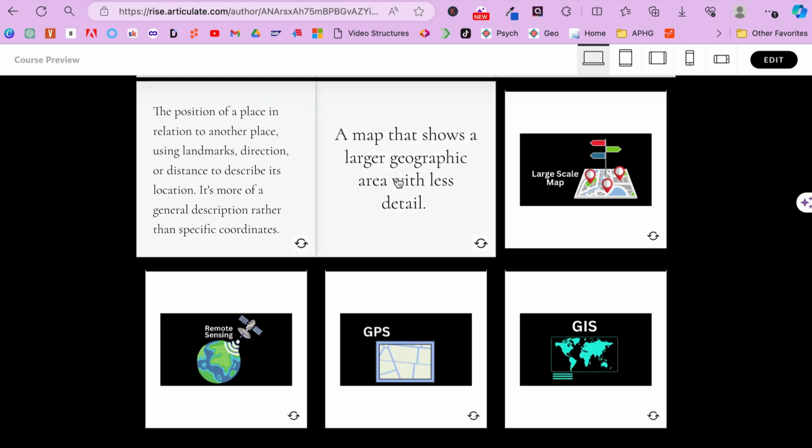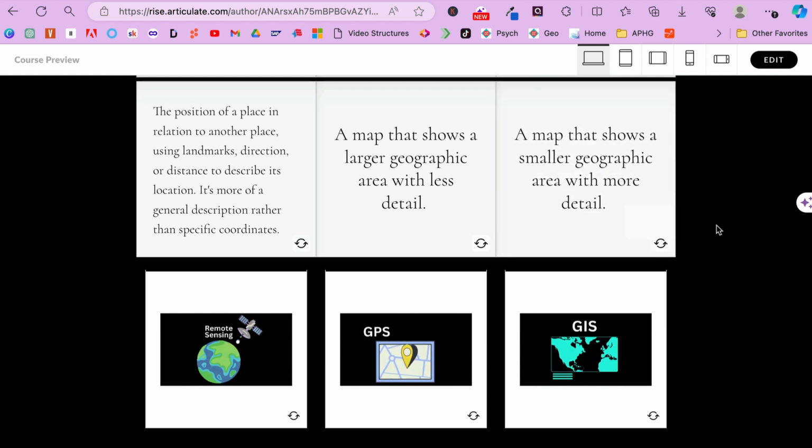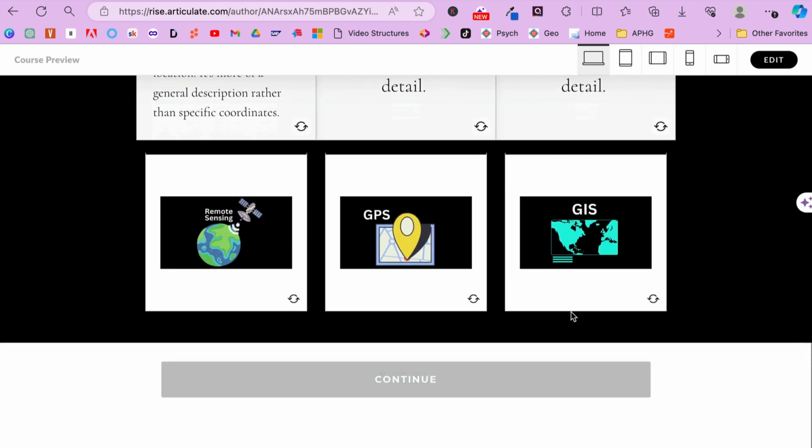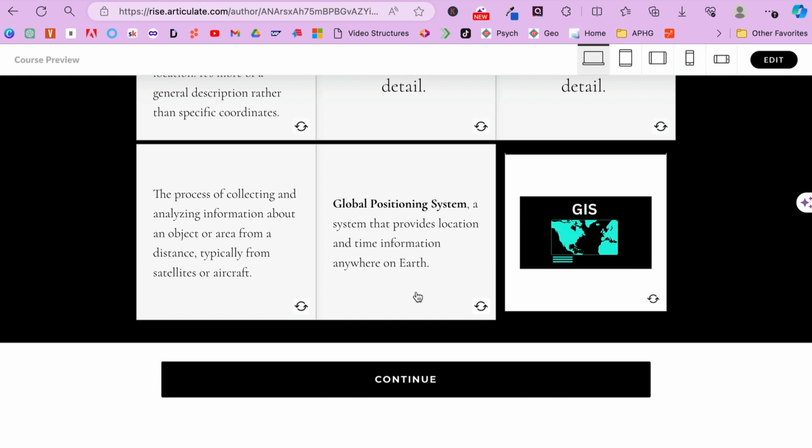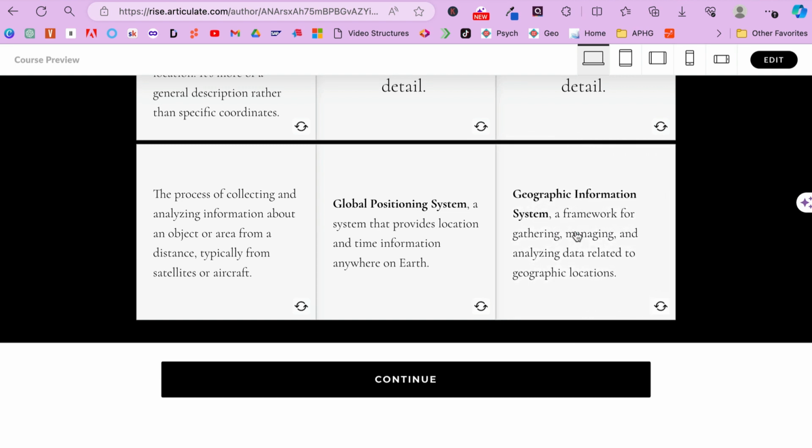A small scale map shows a larger geographic area with less detail. Large scale maps show a smaller geographic area with more detail. Remote sensing is the process of collecting and analyzing information about an object or area from a distance, typically from satellites or aircraft. GPS stands for Global Positioning System, and GIS, Geographic Information System.